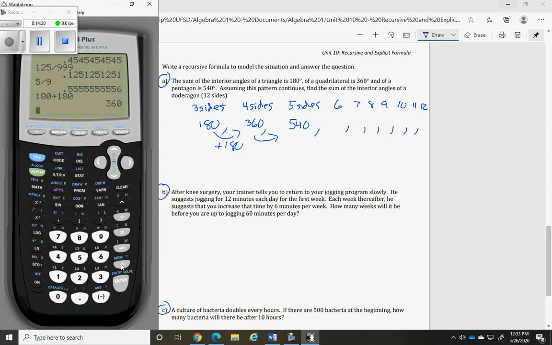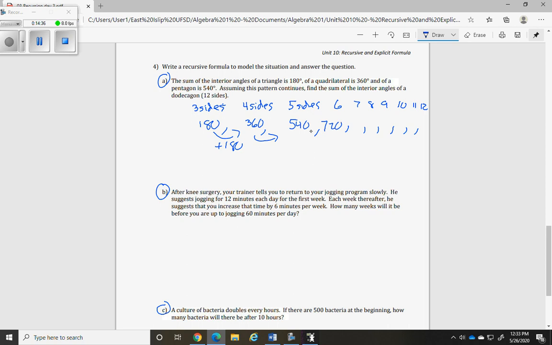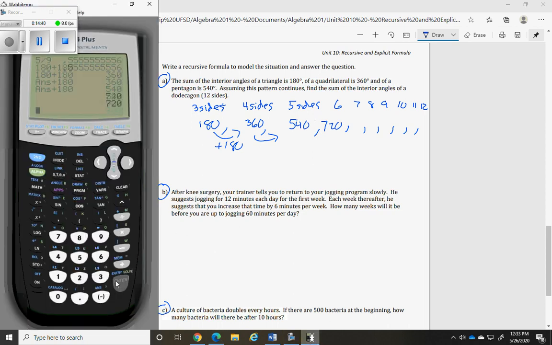I get 360. If I add on 180, I get 540. If you keep on hitting enter, it actually just keeps on adding on that same number for you. That's like a trick of the calculator. So this is 720. And then just hit enter. 900.